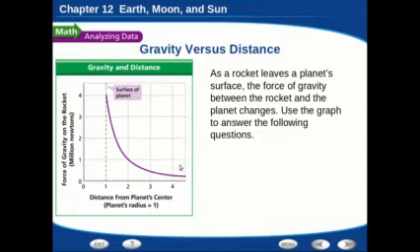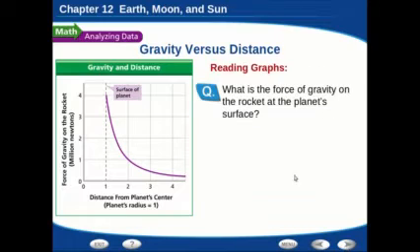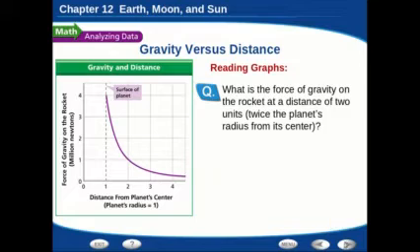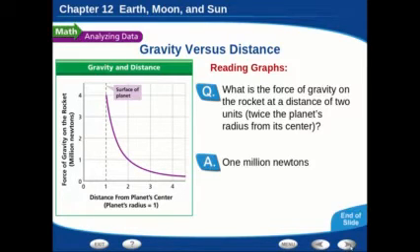So let's take a look at a question. Hopefully everybody kind of gets that. I won't do that with every graph, but I want to make sure that we know what these graphs really mean. So what is the force of gravity on the rocket at the planet's surface? I'll give you a second to answer that. What is the force of gravity on the rocket at the planet's surface? Good. What is the force of gravity on the rocket at a distance of 2 units? Twice the planet's radius from its center. Yeah, 1 million newtons, right there, what we just said.